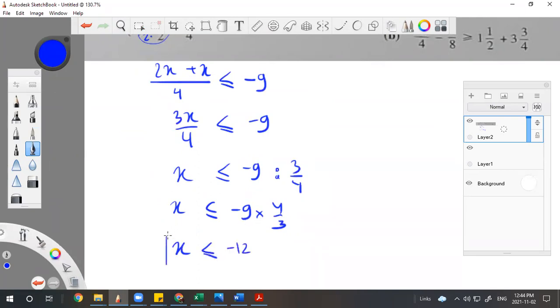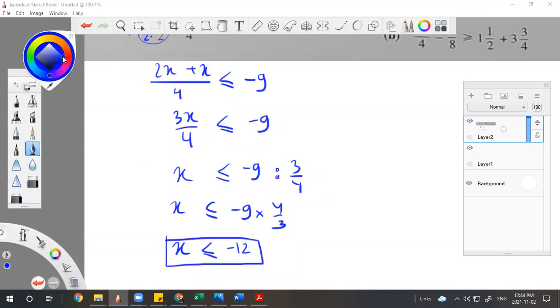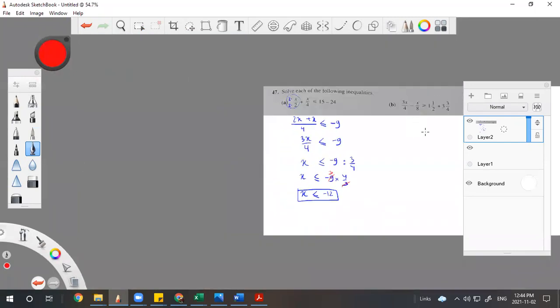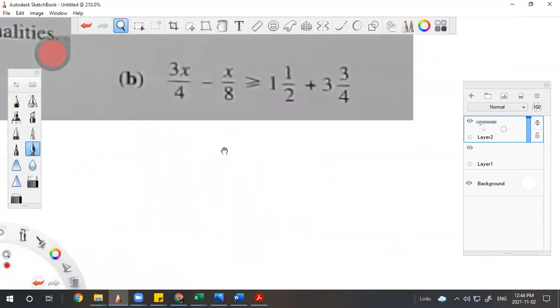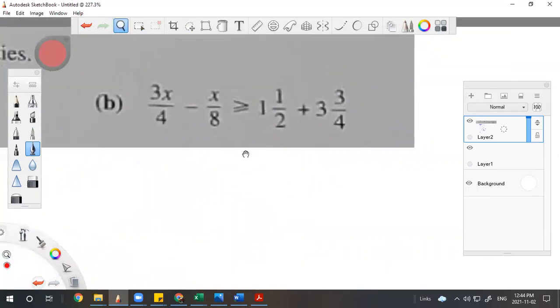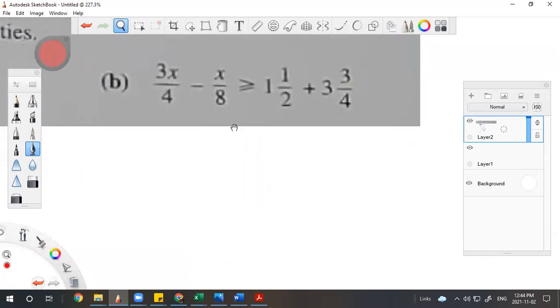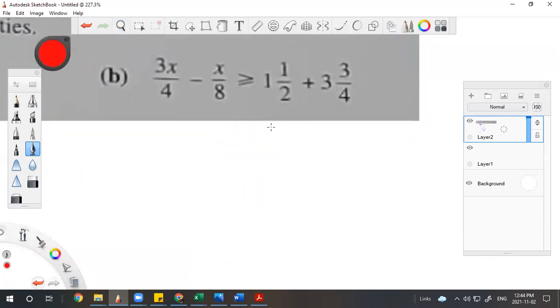Negative 12 done. Right? Because this will be negative 3, right? Negative 3 times 4. Okay. Next, one last number. Whoa, okay. Mixed fraction to improper.